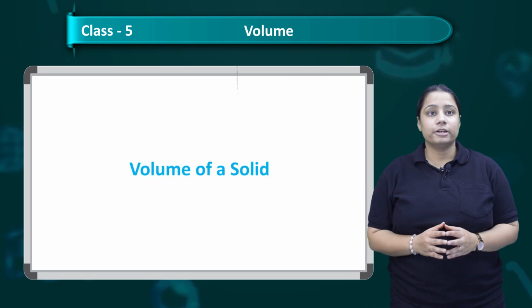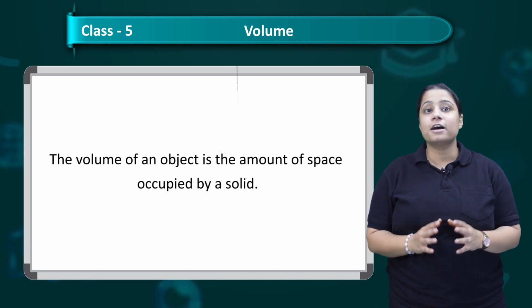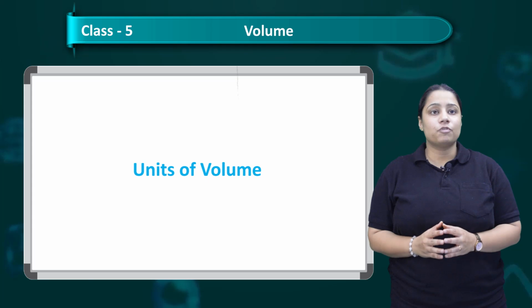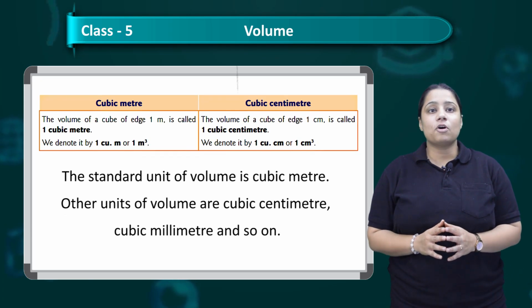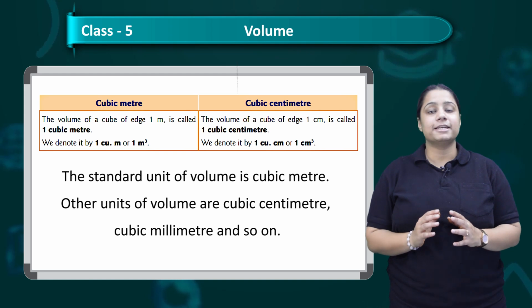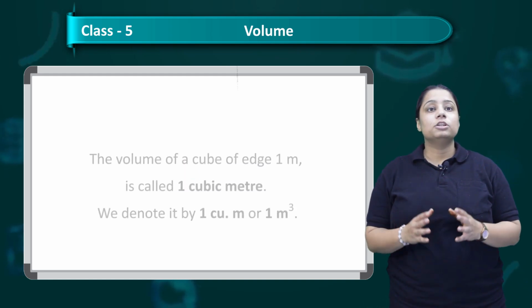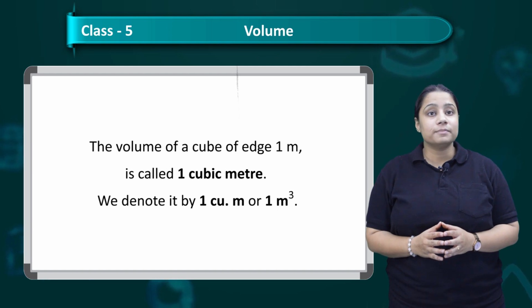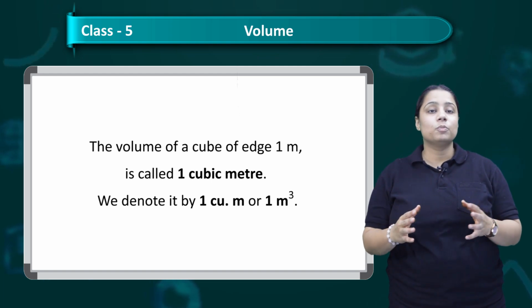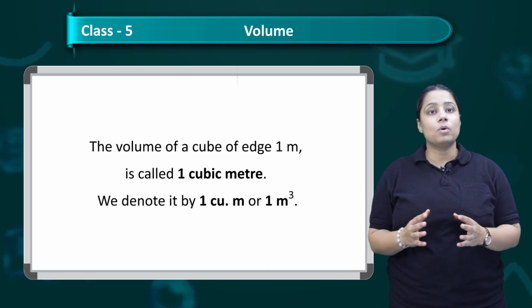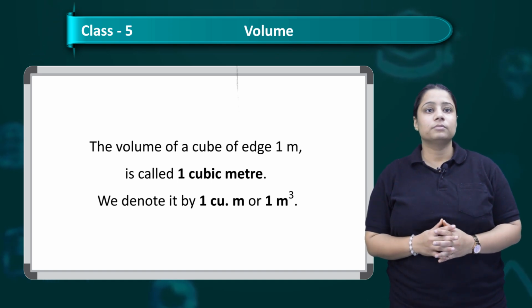Volume of a solid. The volume of an object is the amount of space occupied by a solid. Unit of volume. The standard unit of volume is cubic meter. Other units of volume are cubic centimeter, cubic millimeter, and so on. Cubic meter. The volume of a cube of edge 1 meter is called 1 cubic meter. We denote it by 1 cu.m or 1 meter cube.